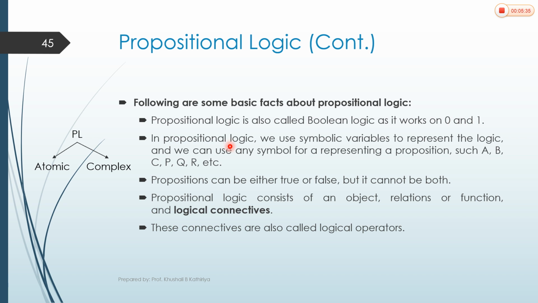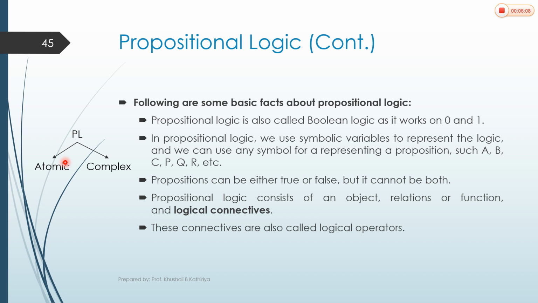In propositional logic, we use a symbolic variable, any alphabetic variable, to represent a proposition, such as A, B, C, D, any letter from A to Z. Propositional logic has two types. The first one is atomic and the second one is complex. Atomic means our sentence has only one sentence.